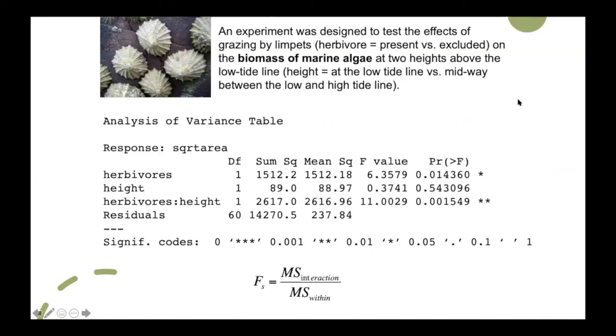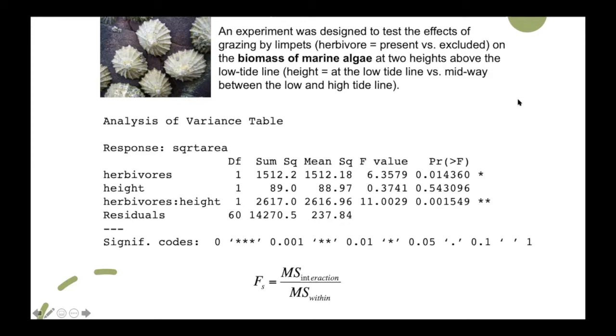So here are the results of an experiment then that was designed to test the effects of grazing by limpets, by either excluding limpets from being able to forage in an area or allowing them to forage in an area using experimental enclosures, while at the same time testing the effect of where that grazing occurred, either at the low tide line or midway between the low and high tide lines. And in this case, the response variable was the biomass of marine algae on that particular surface area. So this is then a two-way ANOVA where we're also testing for the presence of an interaction between the effects of herbivores and the location of the herbivory.